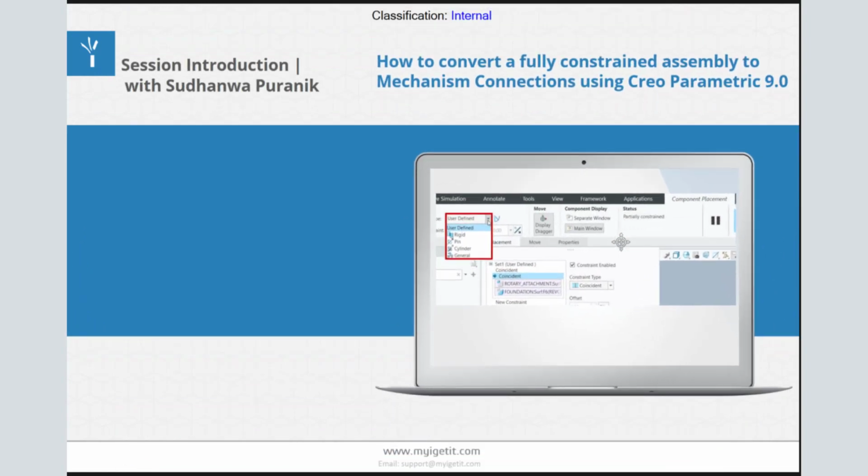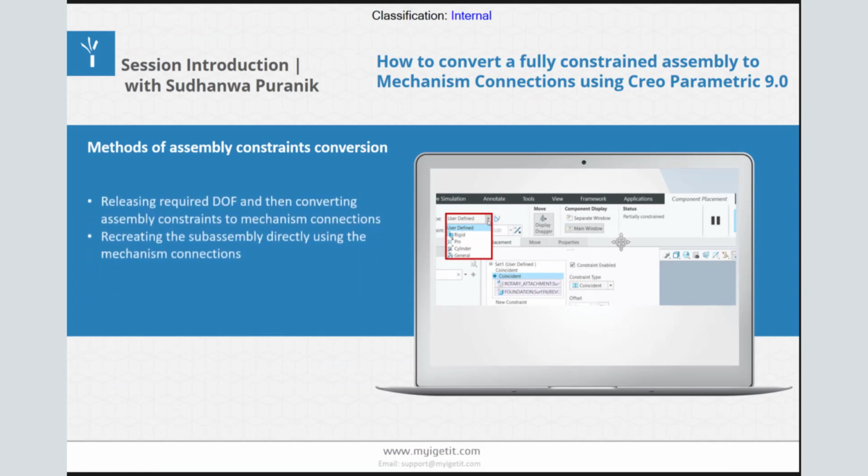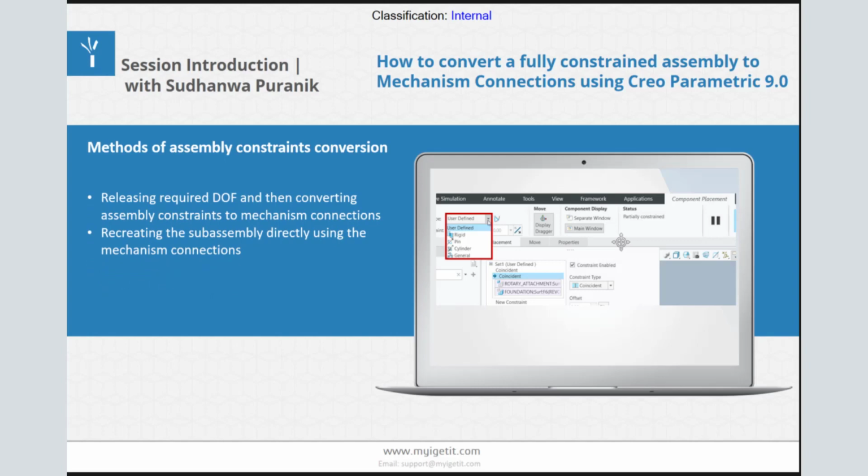Based on this need, we have different methods of assembly constraints conversion. The first method is releasing any required degree of freedom and then converting the assembly constraints to mechanism connections. That is the first method. And the second one is about completely recreating the sub-assembly directly by using the mechanism connections only, instead of assembly constraints.